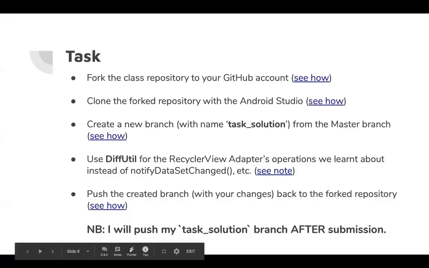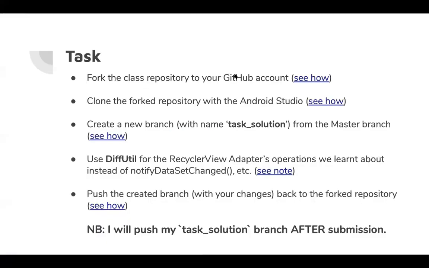So you will fork that repository. Fork is just you creating a copy of that repository. To do that, you will see the link here. You clone the repository using your Android Studio, and you can see how to do it here. Now in that same repository, you create your own solution branch where you will achieve the particular task that I'm giving to you. You create your own branch. You can see how to do it here.